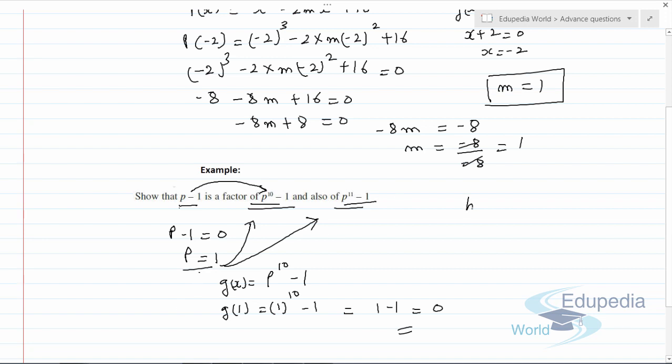Let's write it as h of x equals p of 11 minus 1. So we put h of 1 equals 1 raised to power 11 minus 1. So it will come out to be 1 minus 1, which is 0. So clearly we can see that p of minus 1 is also a factor of this polynomial.